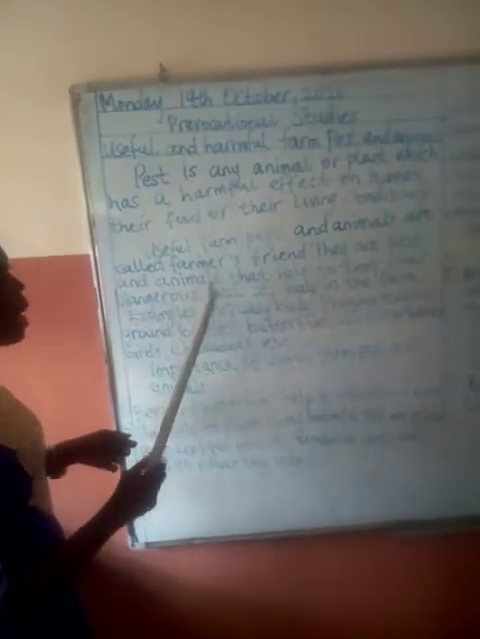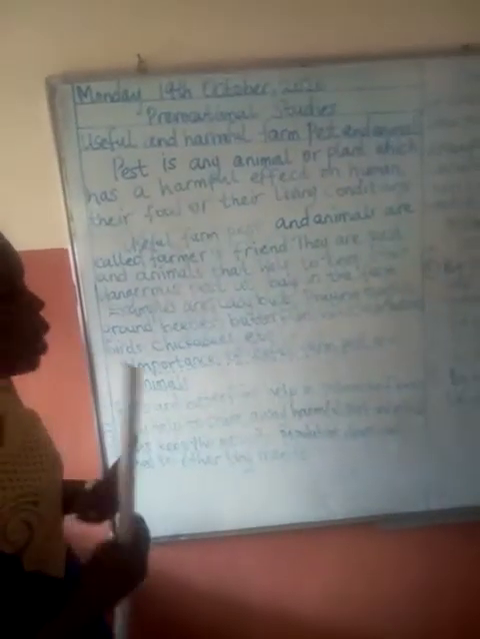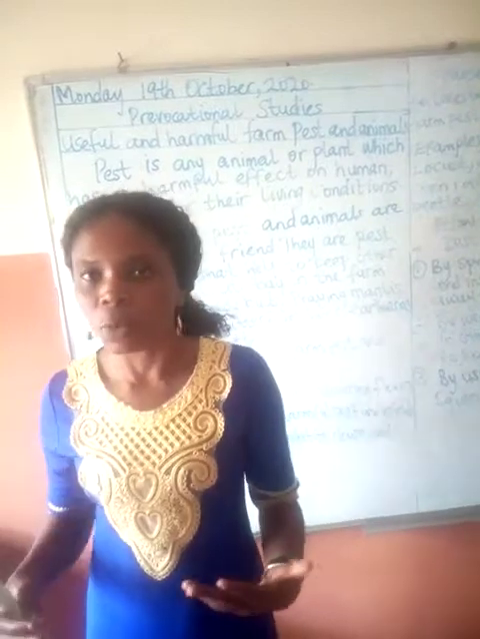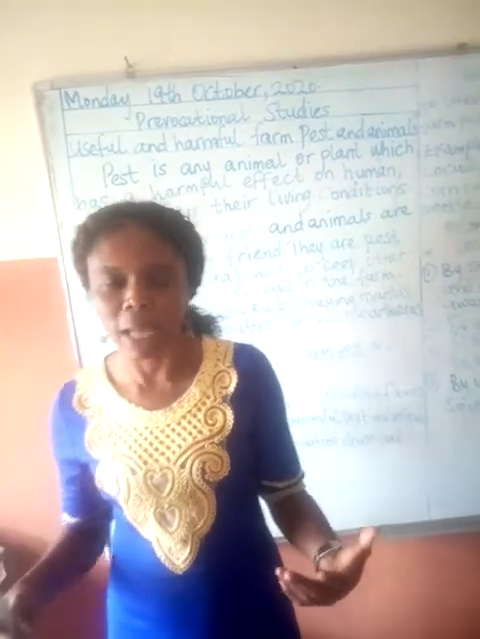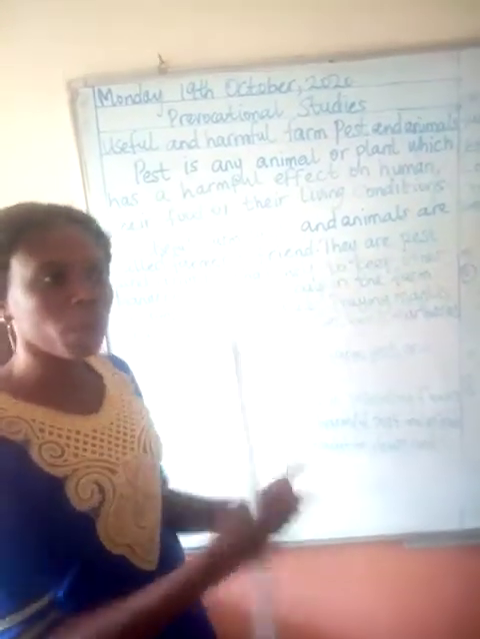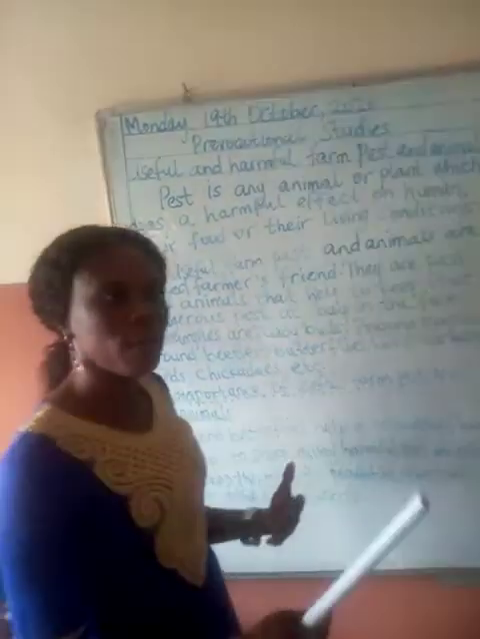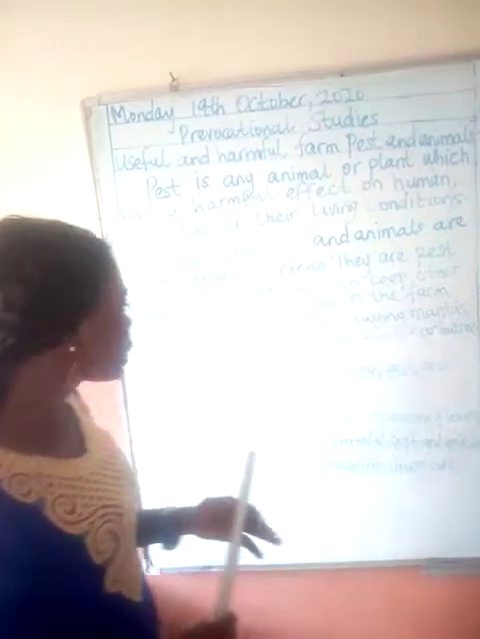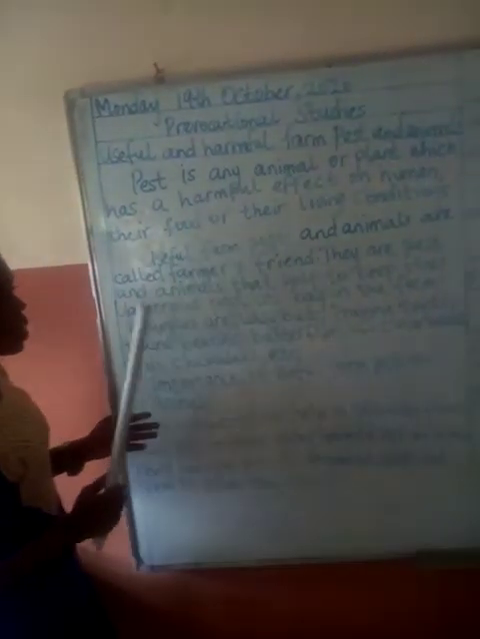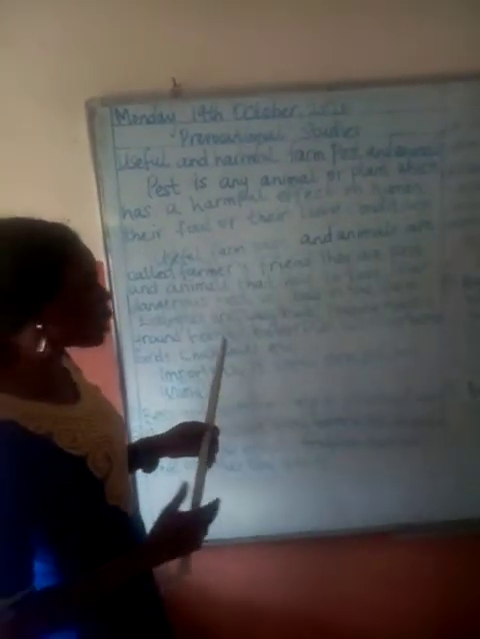Now, what are useful farm pests and animals? They are pests and animals that help to keep other dangerous pests and animals away from the farmland. They help them to keep all of these harmful farm pests and animals away from the farmland. Now we have some of the examples of these useful farm pests and animals.